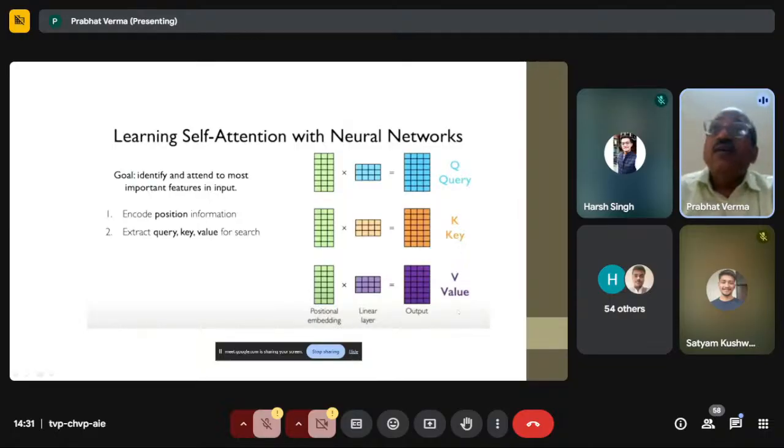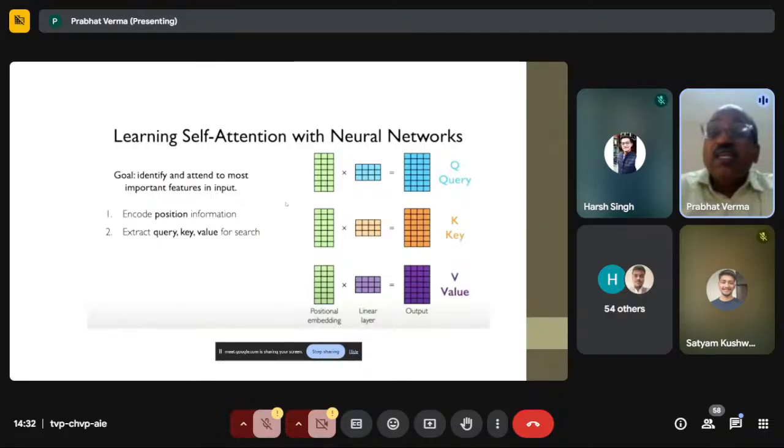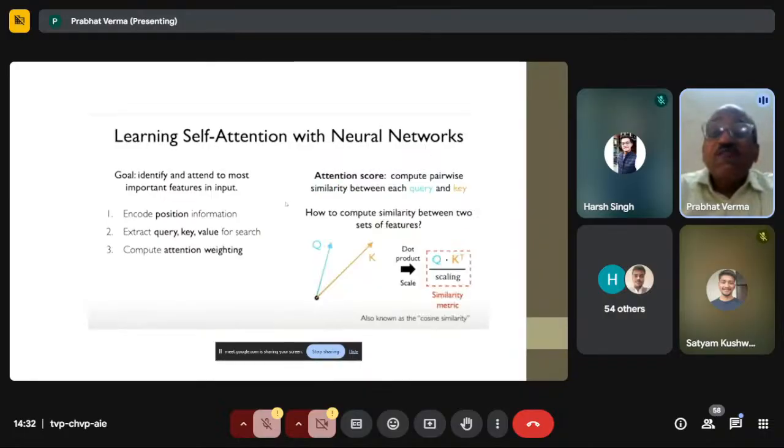If you recall, in classical AI, like in Prolog, you have these three types of predicates, right? One is the query, the other is the key or the rules, and the third one is the fact. In the same way we can see these three types of things here. Now, how do we learn self-attention with neural networks? We compare the key and the query, and we find the similarity index. How do we find the similarity index? We compute the attention weight. That similarity index you can call the attention weight.